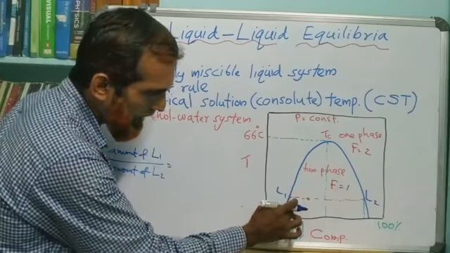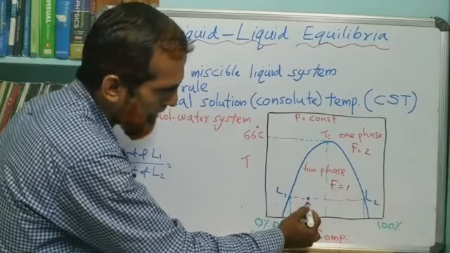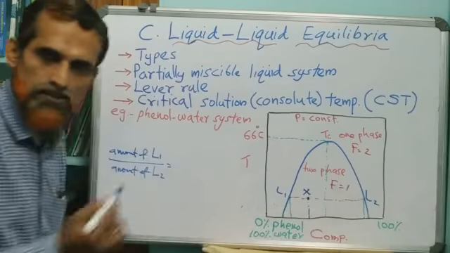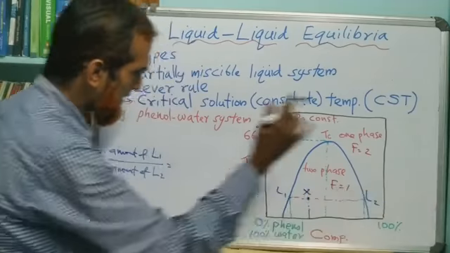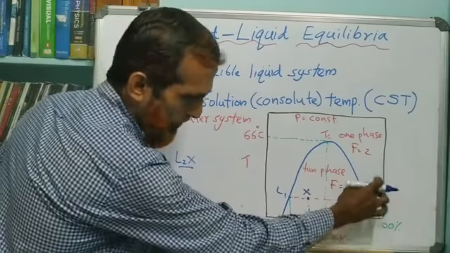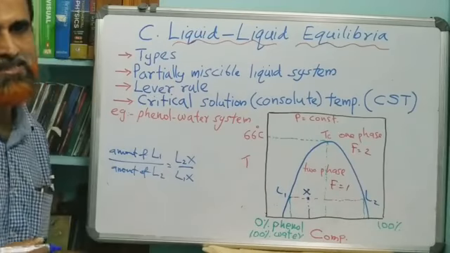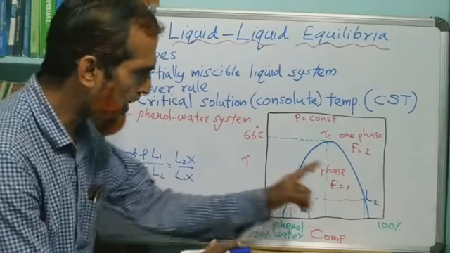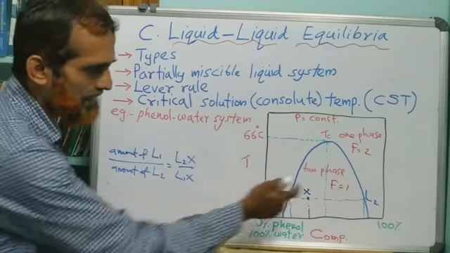The amount of this is proportional to this length. This is the point we have taken, the composition we have taken. Suppose this is marked as X, okay? So the amount of this layer is proportional to this distance, that is L2X, by the amount of this layer, the phenol layer, which is proportional to this distance, that is L1X. This is the lever rule, right? So the ratio of the amount of the two layers is given by this distance ratio.